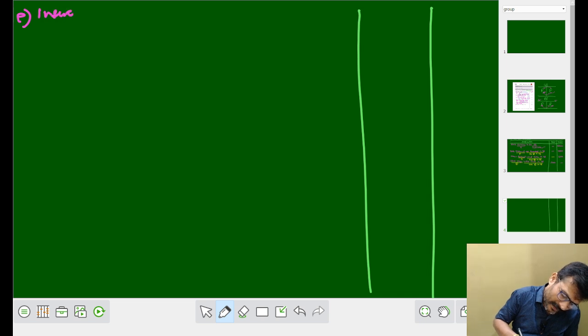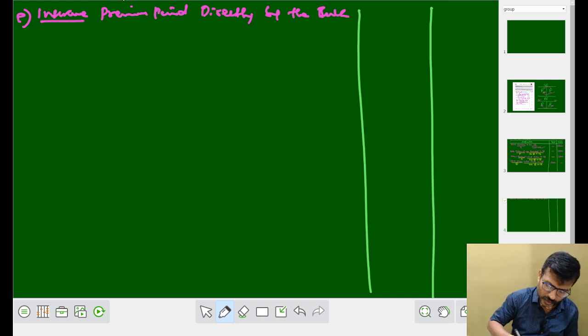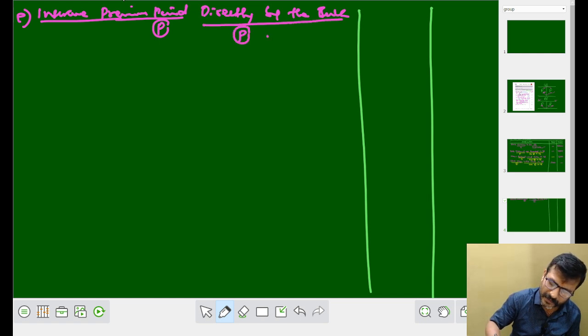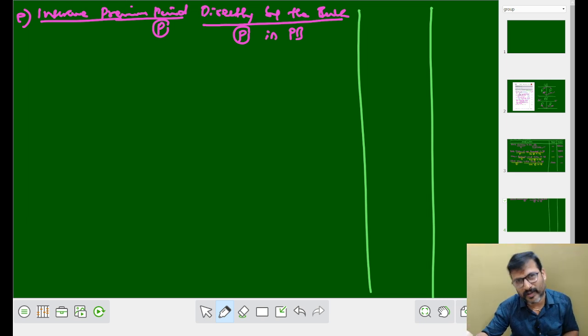Insurance premium paid directly by the bank. Insurance premium paid means payment, directly by the bank means payment in passbook. We should not say no payment in cash book; no need to go for such an angle. It is a payment in passbook. It is debited in passbook. We have to take it in credit side. It is of rupees, how much? That is 1.5 lakh.